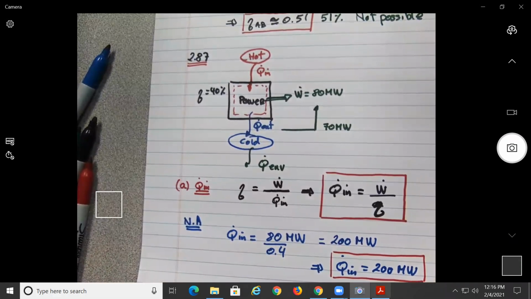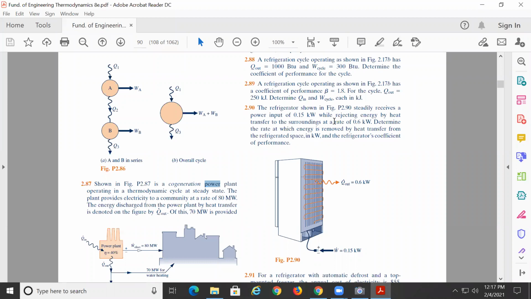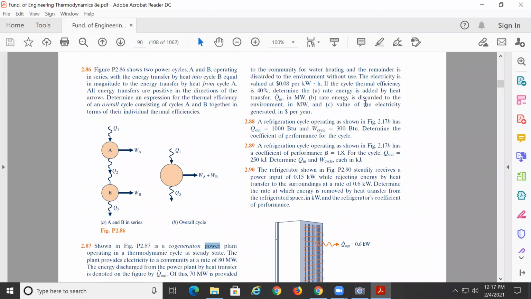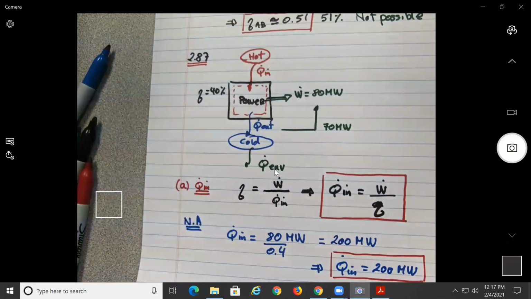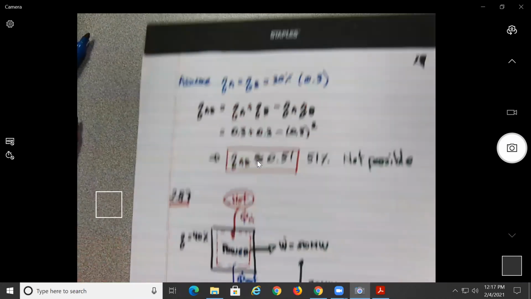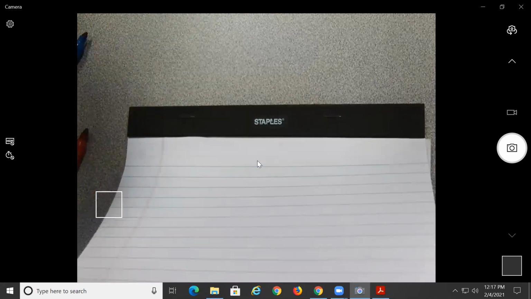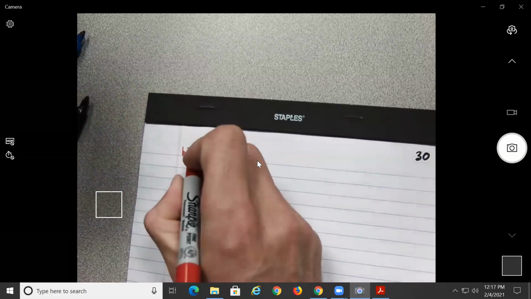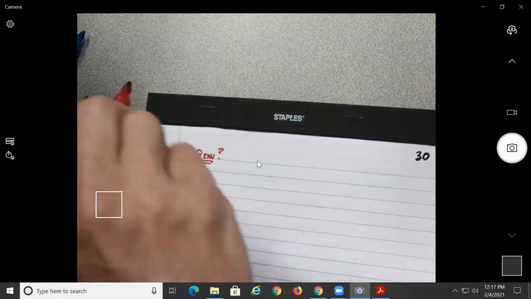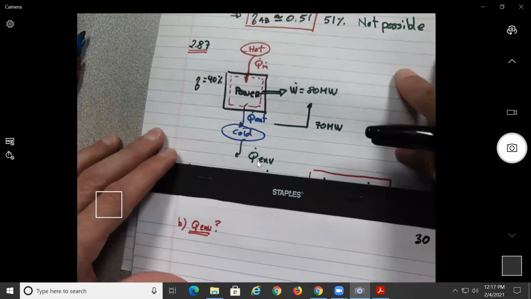Part B, I think we needed to find Q out, no? I don't know, but let's find out. Part B, we need to find the rate energy is discarded to the environment. No, we need to find the Q environment over here. So we go to our figure, we need to find here the Q environment. Okay, so let's see what we need to do.